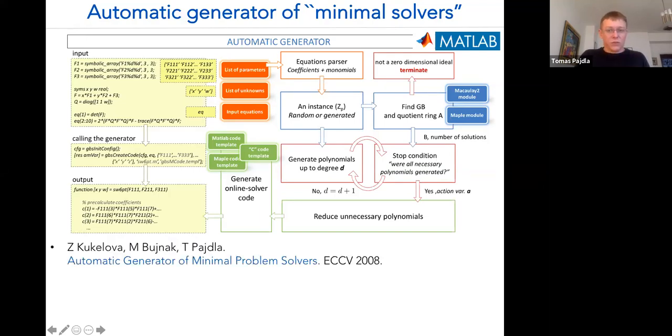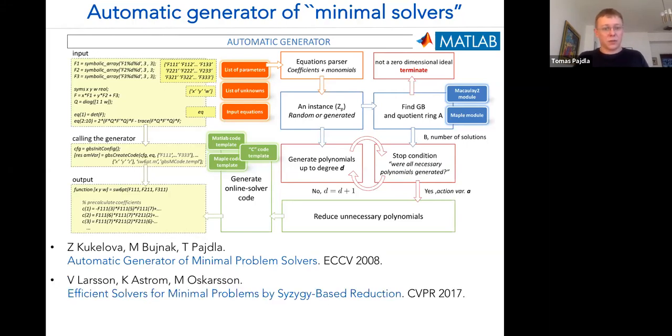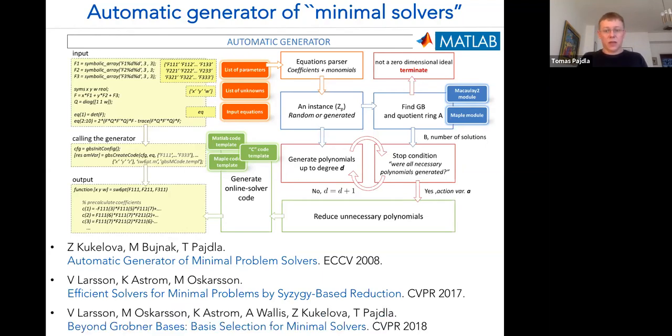So the first work came from ECCV 2008, there was a considerable improvement, then later there was an additional improvement a year after, and there have been some minor improvements since then. There is still ongoing work in this area.